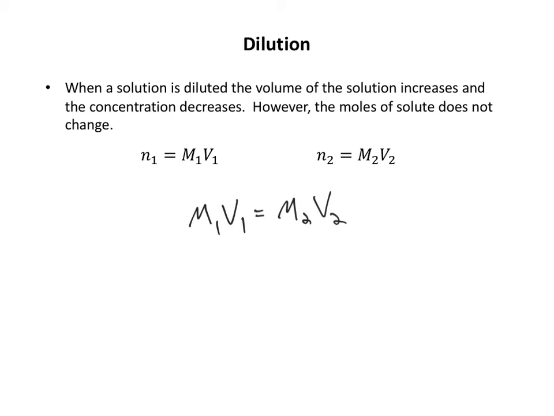Now we're doing this with molarity, and so I'm using M and V, but when we learn other types of ways of measuring solution concentration, we can do the same thing with those. A more general way to write this might be C1V1 equals C2V2. So whatever concentration unit we have, if we multiply that by the volume, that's going to be equal to the final concentration times the volume. It doesn't have to be molarities.